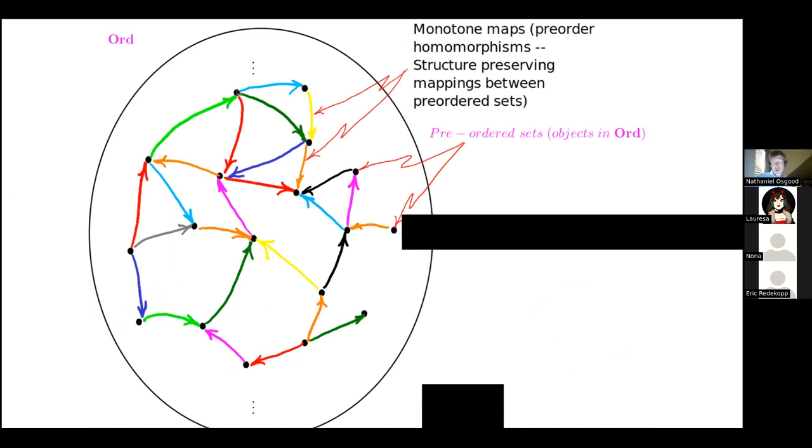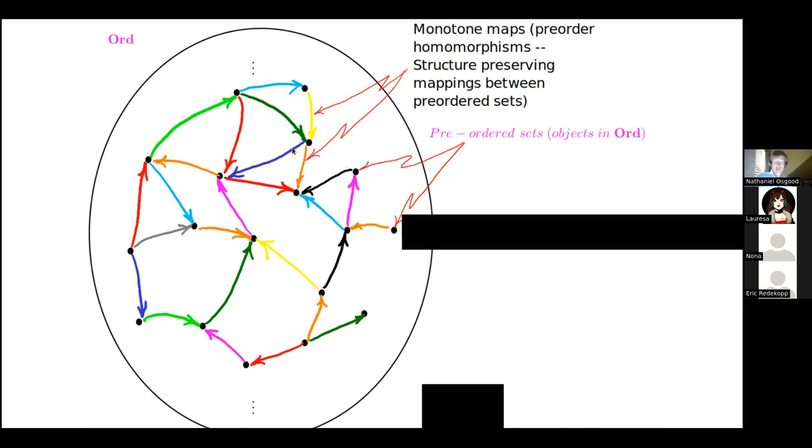Now, another category that we've talked about is where each of these objects is a preordered set. Maybe it's with the less than or equal to relation, or with one thing dividing another, for example, or one subset, things being subsets of each other. These are preordered sets, maybe not totally ordered. There might be partially ordered sets. And a morphism between those sets is a monotone map. We'll come up to it.